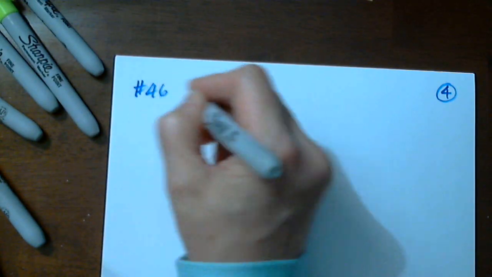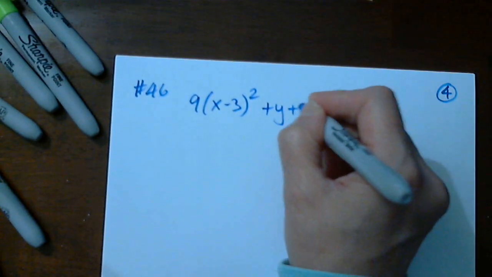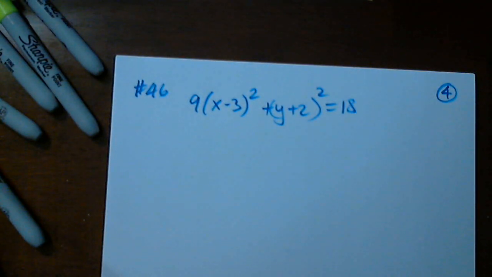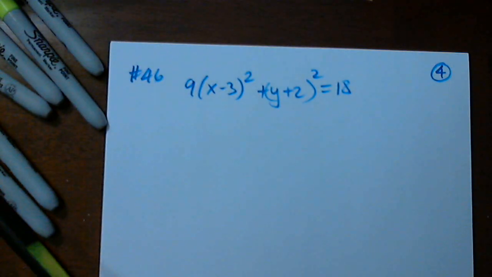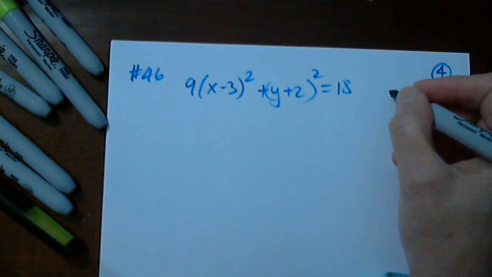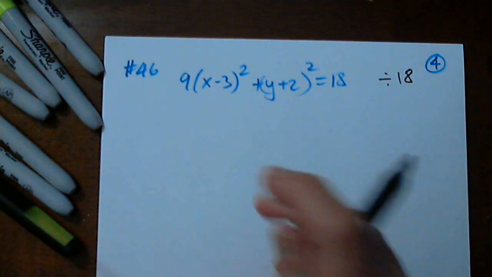46. We have 9(x - 3)^2 + (y + 2)^2 = 18. Perfect. So analyze: find the center, foci, vertices, and graph. Okay. Can anyone help and tell us what is the first step here? Mandatory step. Divide by 18. Absolutely. Perfect.